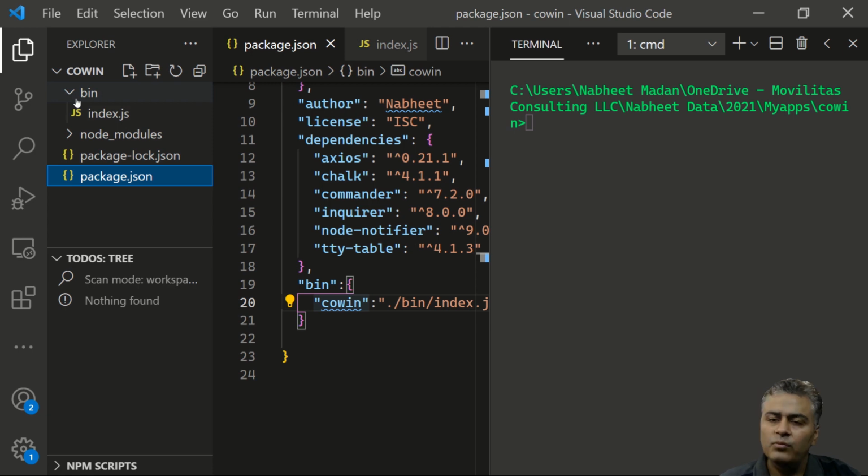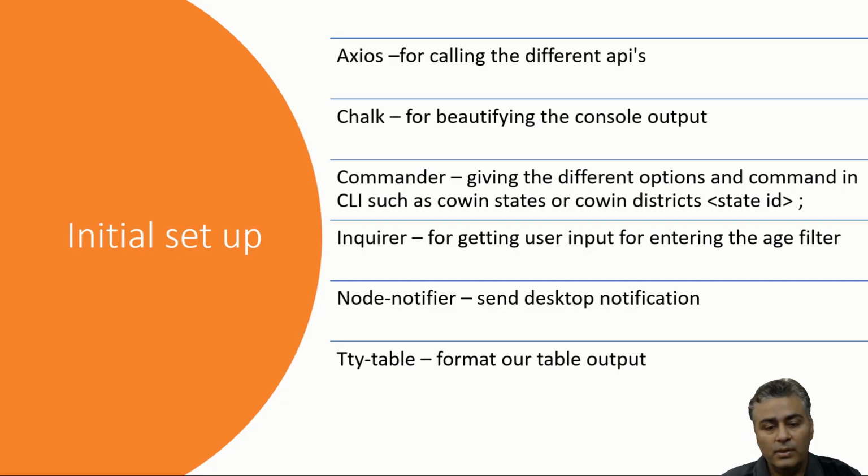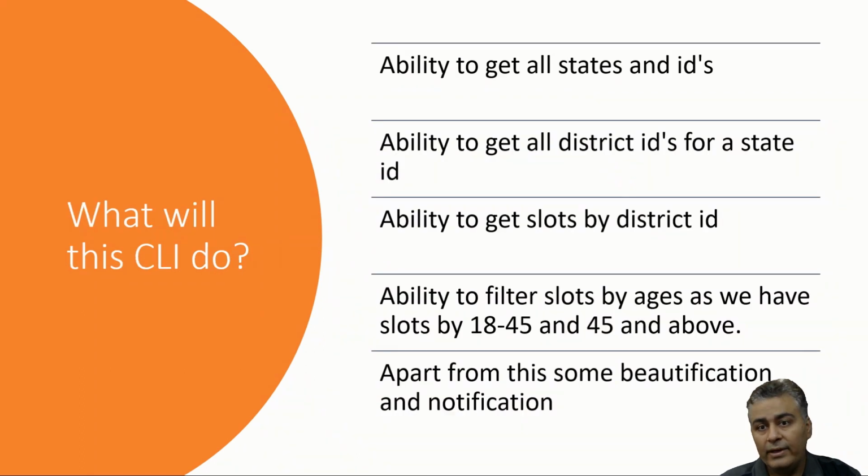But we have one more thing. If you look at what our CLI will do, let me just go back. It will get all states, so there might be some function which we call states. It will get all district IDs, so there will be a function which we call district ID. There will be slots. So these will be three functions which will be called by our CLI.